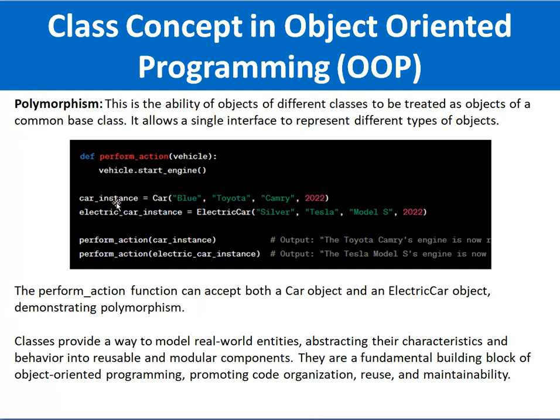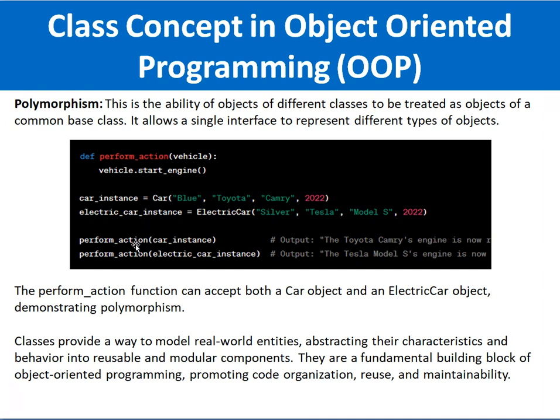Now see here, car instance is an object of a car class which has these attributes like blue, Toyota, Camry, 2022, and then another object, electric car instance is equal to electric car, which has the properties like silver, Tesla, model, and 2022. Here, see, these are 2 different objects of 2 different classes. Car instance is an object of a car class, and electric car instance is an object of an electric car. Now we can call perform action car instance, perform action electric car instance.